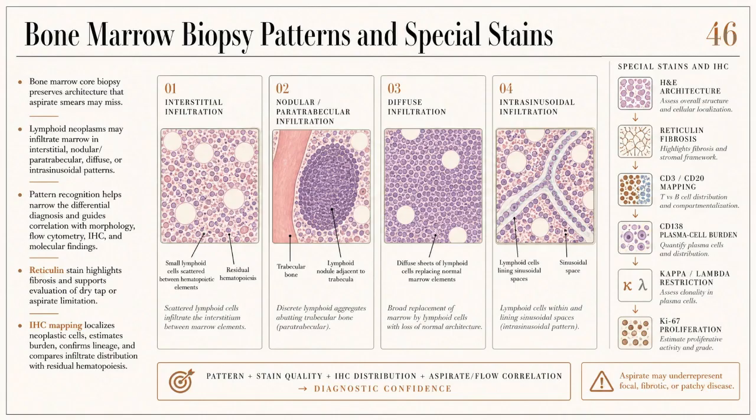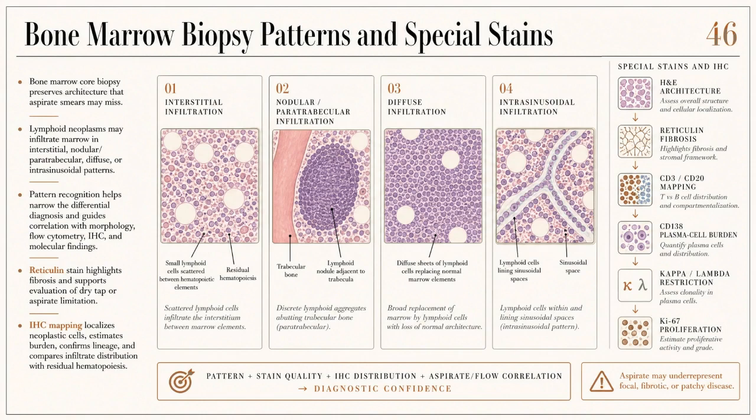Special stains play a crucial role in complementing routine hematoxylin and eosin evaluation. Reticulin staining, for example, highlights the fine network of reticulin fibers within the marrow stroma. Increased reticulin fibrosis is a common accompaniment of marrow infiltration by lymphoid neoplasms and plasma cell disorders, such as multiple myeloma. This fibrosis not only alters marrow architecture, but can also cause technical challenges, such as dry taps during aspiration, limiting cytological assessment. Recognizing and grading reticulin fibrosis informs both diagnosis and prognosis, as extensive fibrosis often signals more aggressive disease or marrow remodeling.